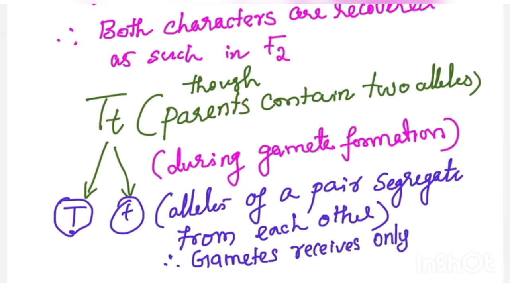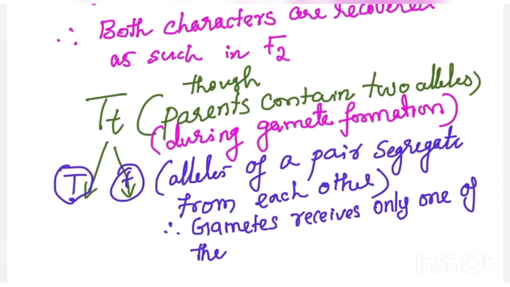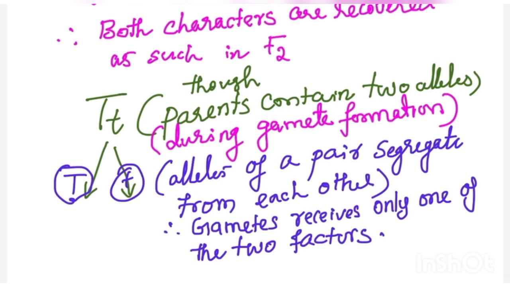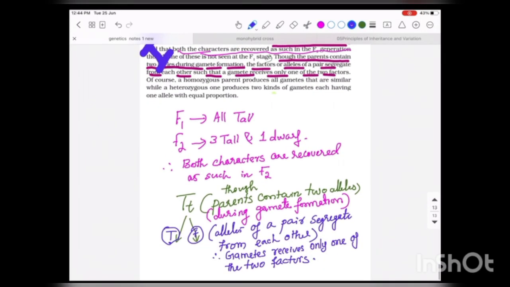So what are the two laws from the monohybrid cross? You know, they are the law of dominance and the law of segregation. The law of segregation is also called the law of purity of gametes.